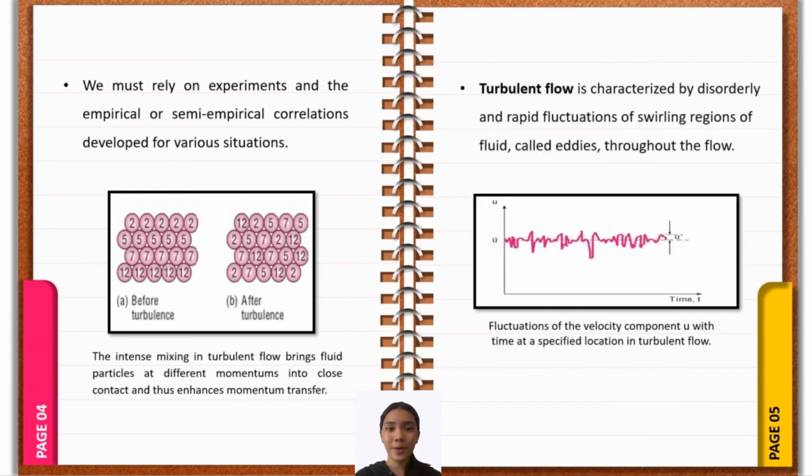Turbulent flow is characterized by random and rapid fluctuation of swirling regions of fluid called eddies throughout the flow. This fluctuation provides an additional mechanism for momentum and energy transfer. In laminar flow, fluid particles flow in an orderly manner along path lines, and momentum and energy are transferred across streamlines by molecular diffusion. In turbulent flow, the swirling eddies transport mass, momentum, and energy to other regions of flow much more rapidly than molecular diffusion, greatly enhancing mass, momentum, and heat transfer. As a result, turbulent flow is associated with much higher values of friction, heat transfer, and mass transfer coefficients.